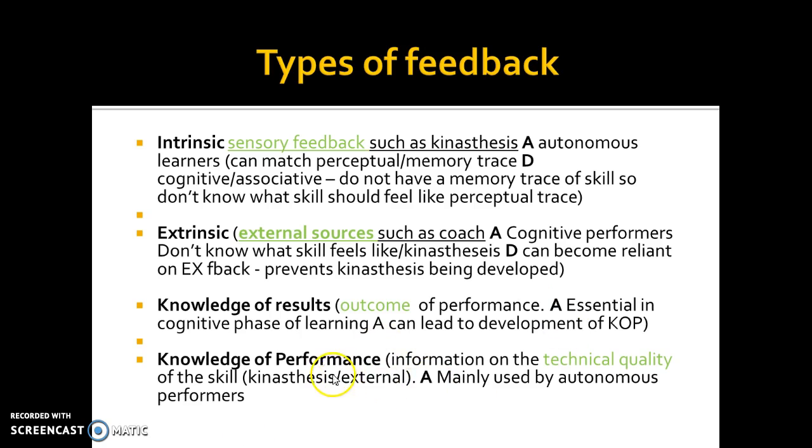So finally, knowledge of performance: this is information on the technical quality of a skill. It's mainly used by autonomous performers, because they have this concept of kinesthesis and sensory information that they can use to understand when they're successful or not. Okay, so they are your 8 types of feedback.